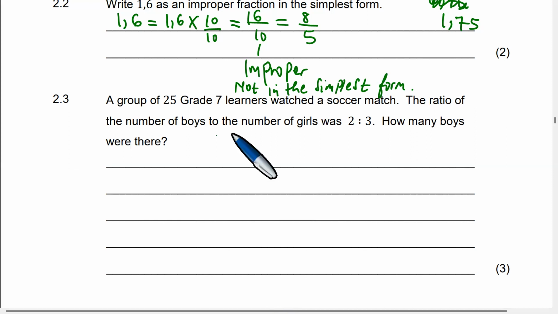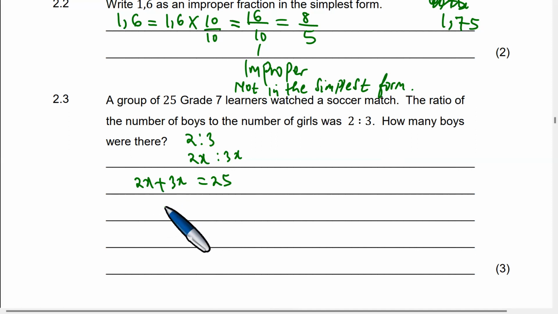So what we do now is to say if the ratio is 2:3, it means that you're speaking of 2x to 3x. You just put x there. And then now you're going to add these and say 2x plus 3x is equal to how many of the learners? 25.